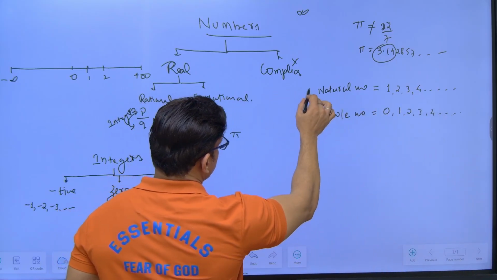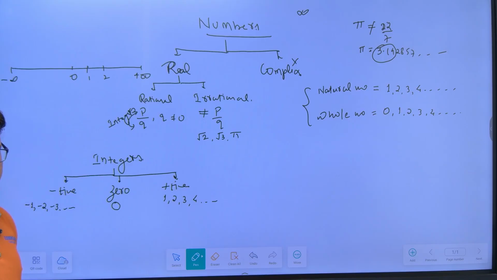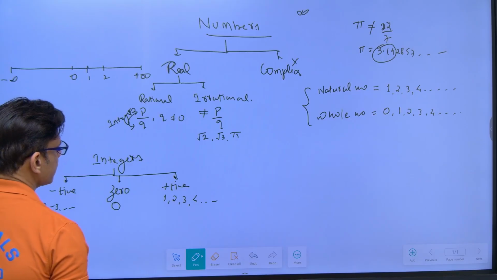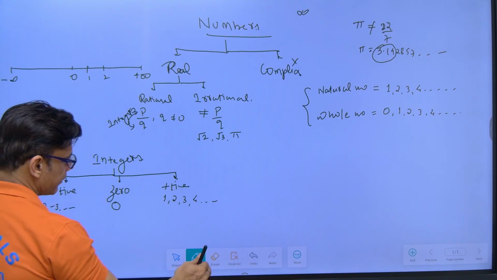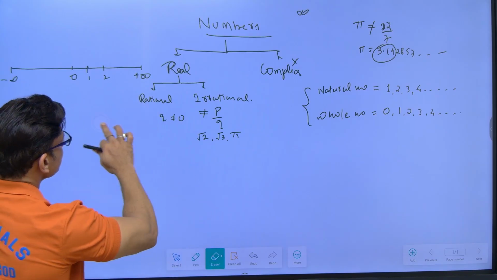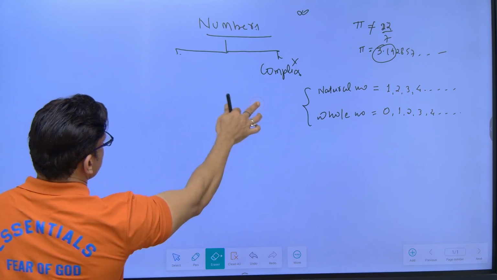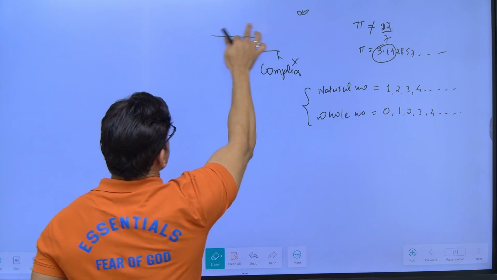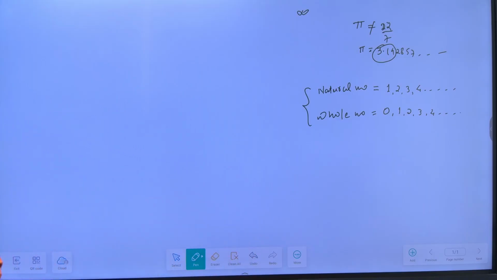So the difference between natural number and whole number is whole number has one extra 0. Rest everything is same. Right? Is clear? Now, other type of number. You know about prime numbers? Next is prime numbers. What are prime numbers?